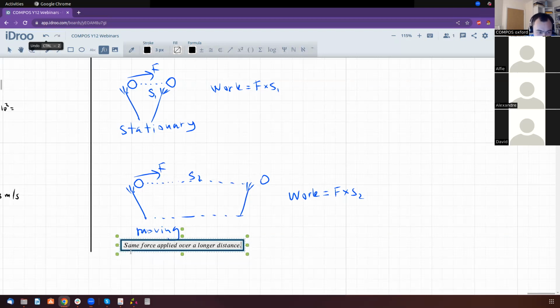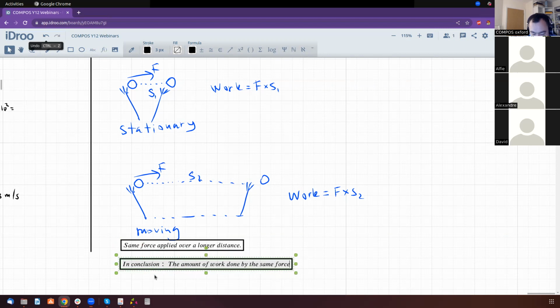So in conclusion, the amount of work done by the same force is different in different frames of reference.